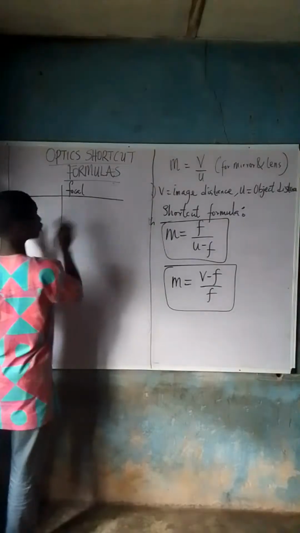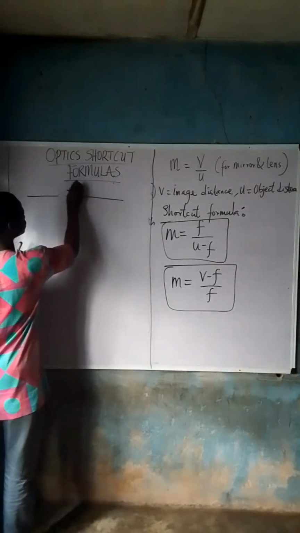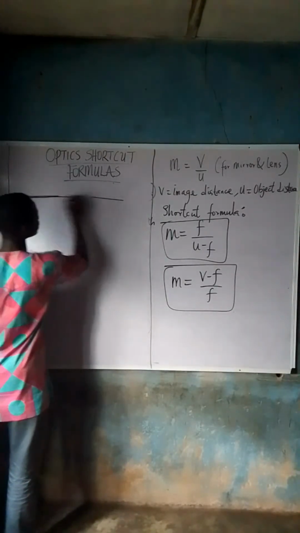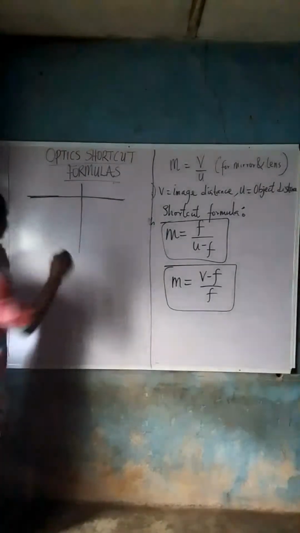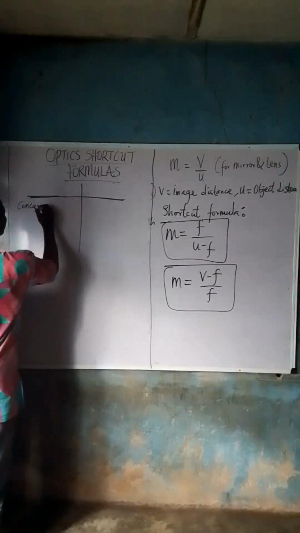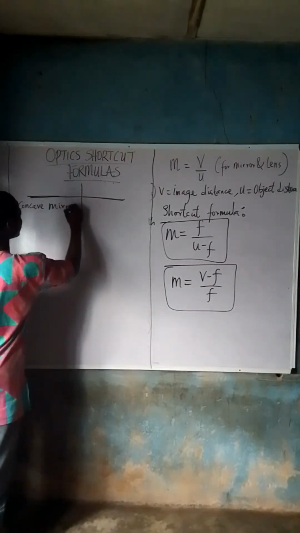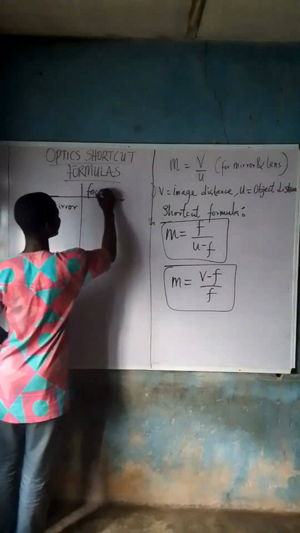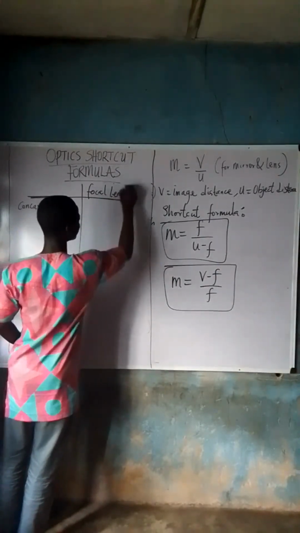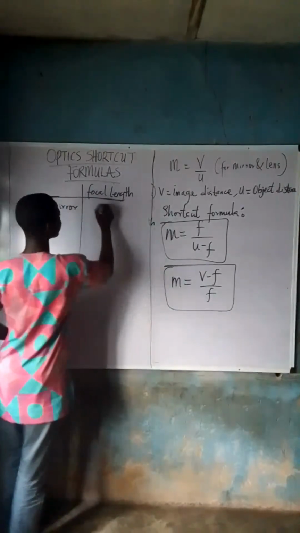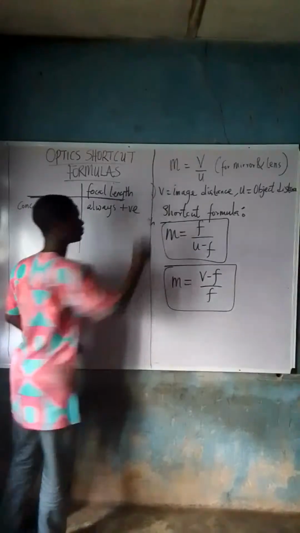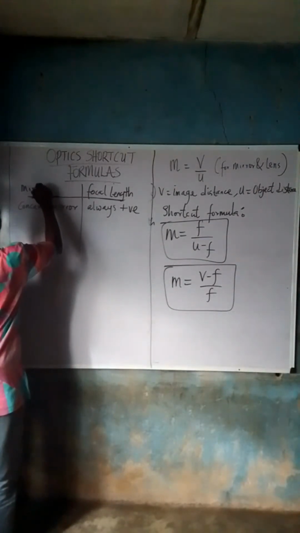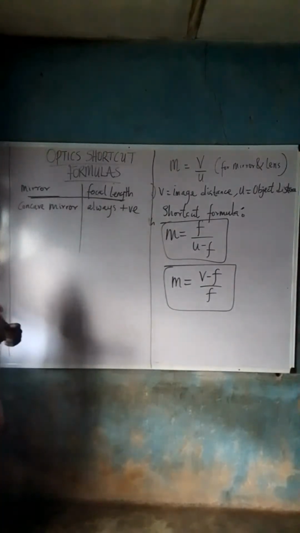Okay, let me increase here. Sorry for the slight changes in everything. I just want to make it better for us. So let's see. For concave mirror, focal length is always what? Positive. First thing first. So we can write here mirror. Let's just say mirror. Okay?